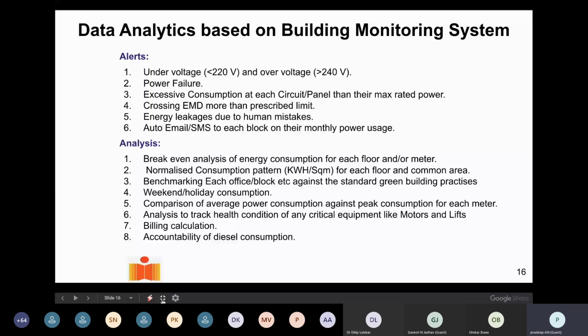And in the analysis part, we can do energy consumption for each floor, normalized consumption, that means per SFT how many kilowatts. Like that we can do, and benchmarking of one department's power with the other department, and comparing with green building practices. And then forecasting of load and weekly and holiday consumption. Comparison of average with the peak, and then health condition of critical equipment, billing calculation, accountability of diesel consumption. So many things can be done if you collect the data.